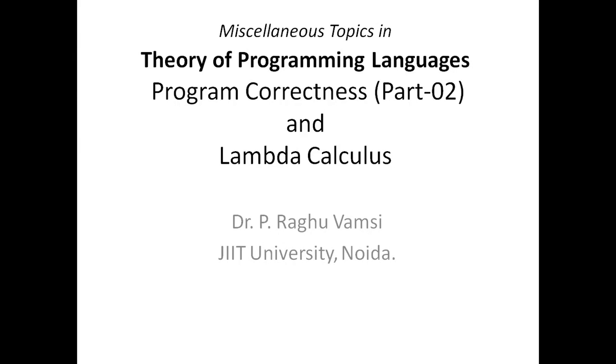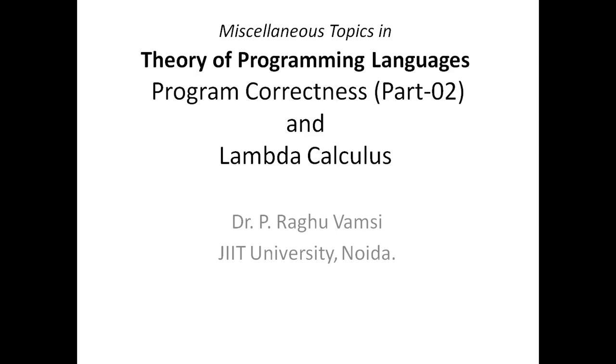Welcome back. In this lecture, we are going to see program correctness part 2, in which we will see how program correctness can be achieved in modern programming languages such as object-oriented languages, and also one more miscellaneous concept called lambda calculus. However, this lambda calculus is a very big topic, so I am not going into detail of the lambda calculus. However, I am precisely giving the important points or important concepts available in the lambda calculus.